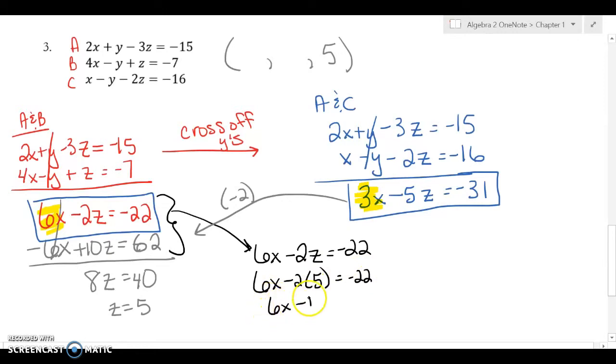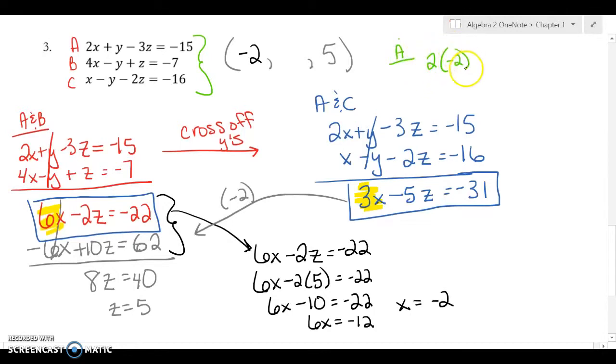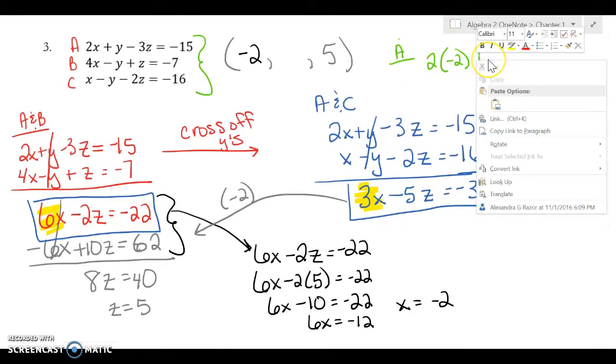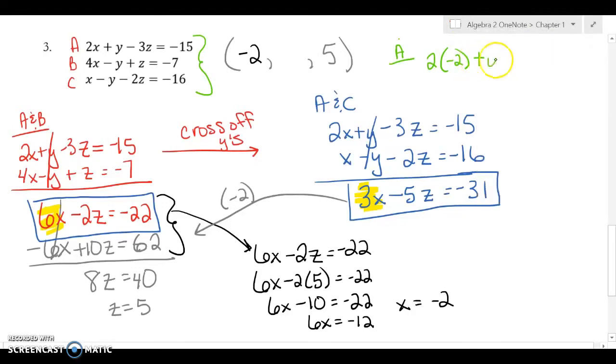And so I get 6x minus 10 is negative 22. I add 10 to both sides, and I get negative 12. And when I divide, I get negative 2. Now that I've had two variables, this is when I can choose any one of these three to plug in. So I'm going to choose A, and so A is 2 times x, which is negative 2, plus y, I don't know what y is, minus 3 times z, which is 5, equals negative 15.